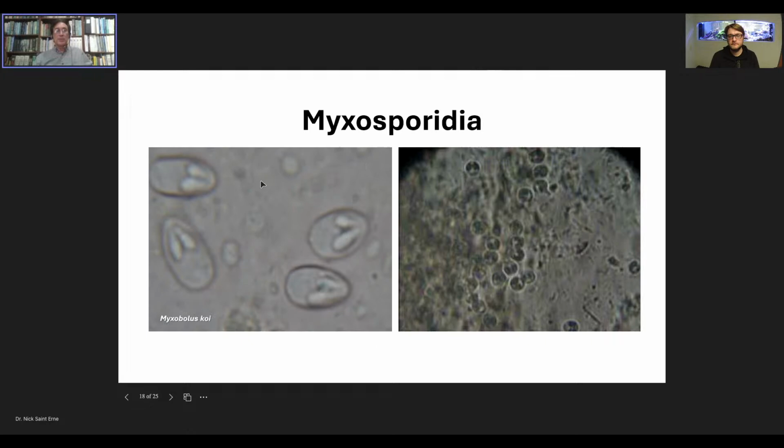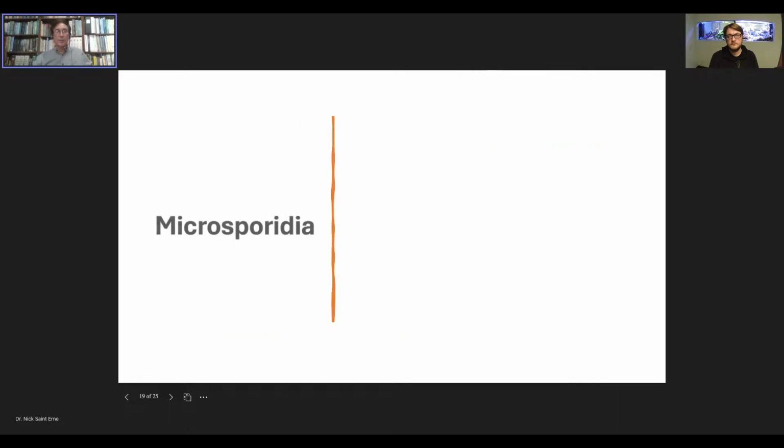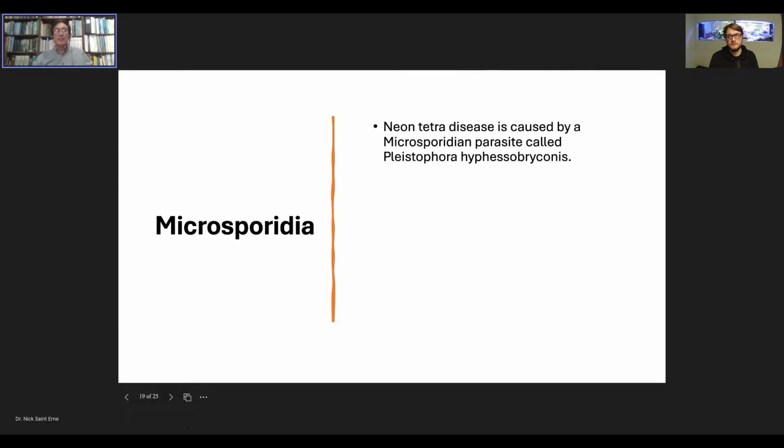So here's the spore we're looking at. This is the fish. It's got the little sporozoites in here. This particular one is Myxobolus koi. You can see this is a higher magnification, and this is a lower magnification. This was taken from a gill sample on a koi fish. These aren't very common, but you will occasionally see them when you do diagnostic work on fish. So Microsporidia, the one most people know about is neon tetra disease.